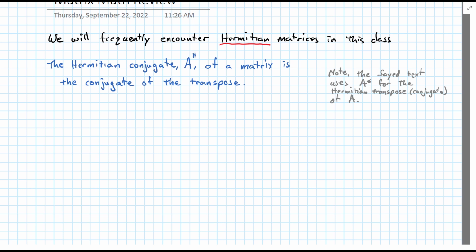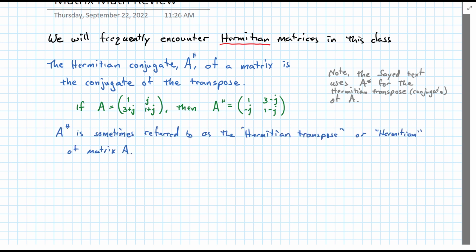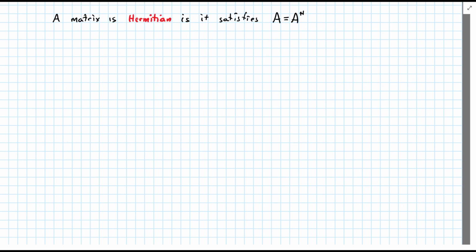Okay, so for example, if we have A given here, 1j, where j is the imaginary number, 3 plus j, 1 plus j, then AH is going to flip the signs on all the j's and transpose the result. This is sometimes referred to as a Hermitian transpose, or sometimes we'll even hear the term Hermitian of A. That's a little bit confusing because technically, if A satisfies A equals AH, then we say the matrix is Hermitian.